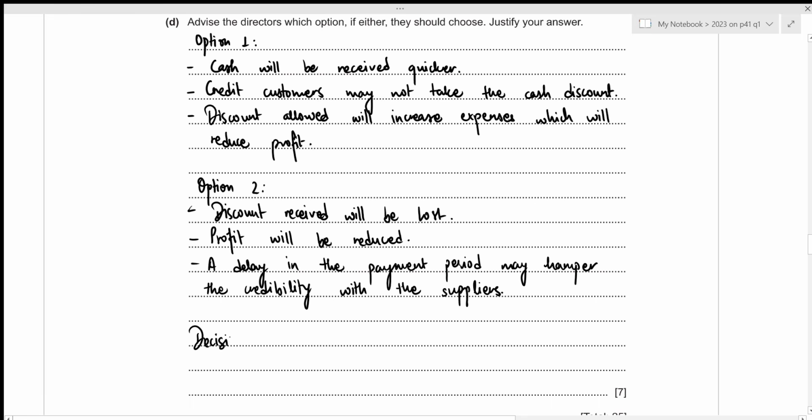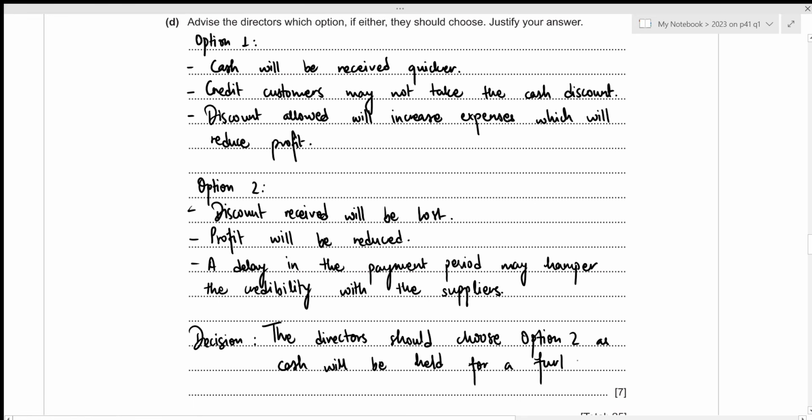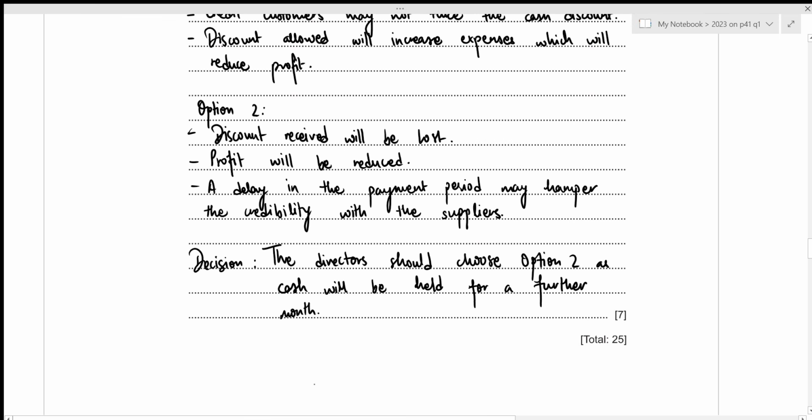So the decision is that the directors should choose option 2 as cash will be held for a further month. That's all for the fourth part of this question as well as the entire question.